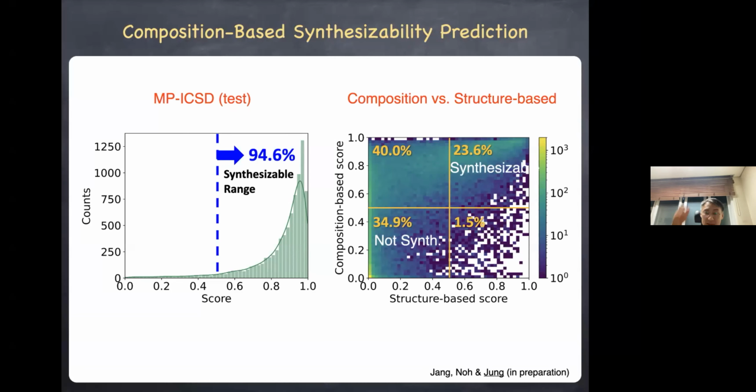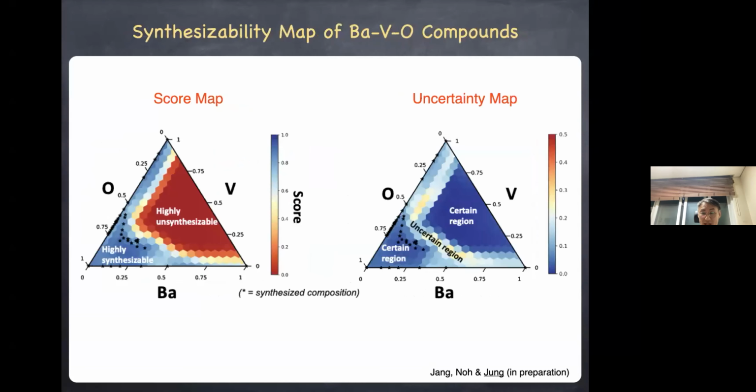That means that, given a composition, there may be different kinds of structures, namely polymorphs. So this 40% of this region strongly indicates that many of the compositions in the Materials Project may be polymorphs. They have not been found yet, but they may be synthesizable. So we are exploring along that line.